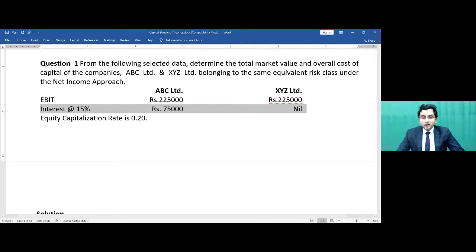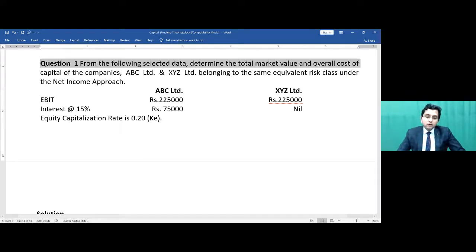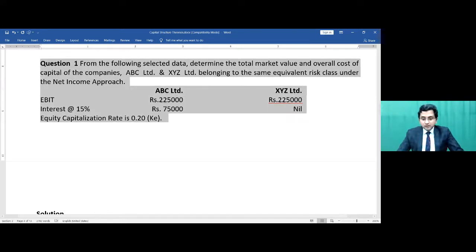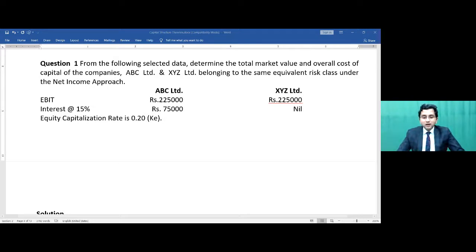If you divide interest amount by interest rate, like 75,000 divided by 15%, then you'll get the amount of debt, which will be 5 lakh rupees. Equity capitalization rate. Look, buddy, this is nothing but your cost of equity. This is 20%.